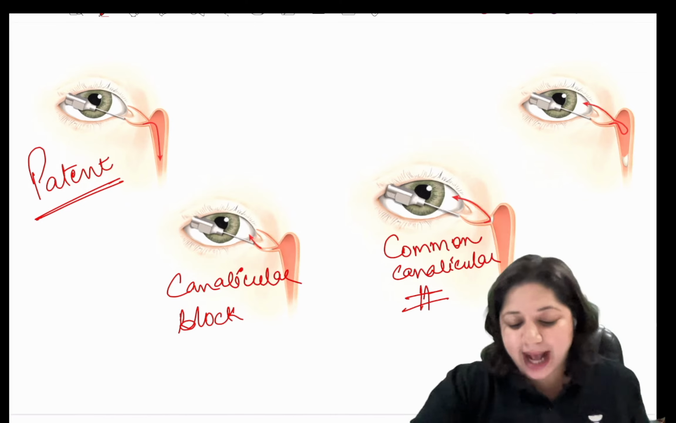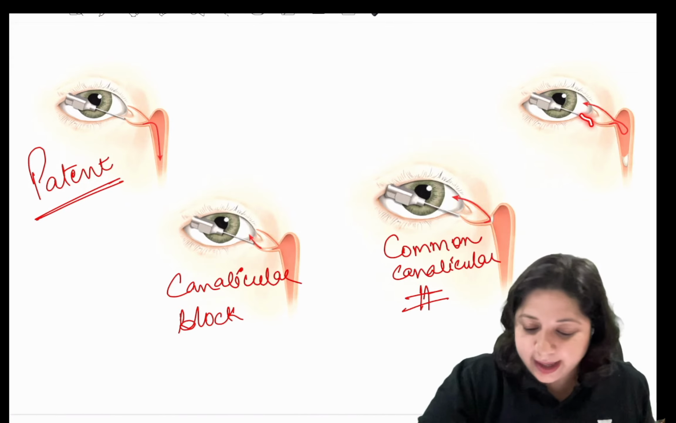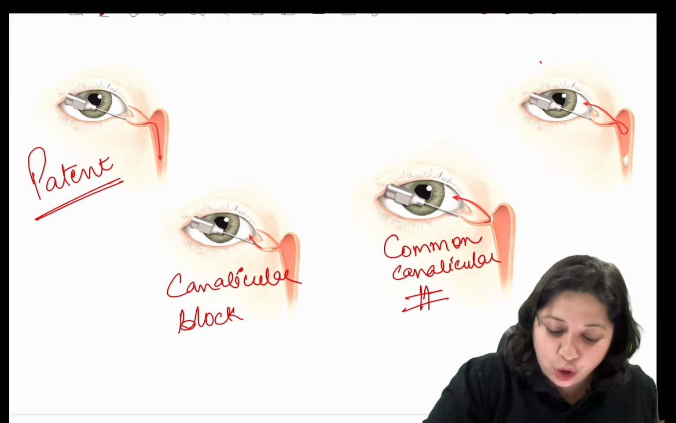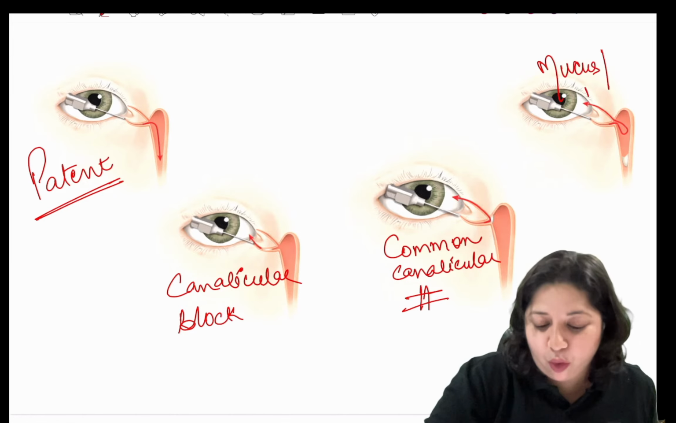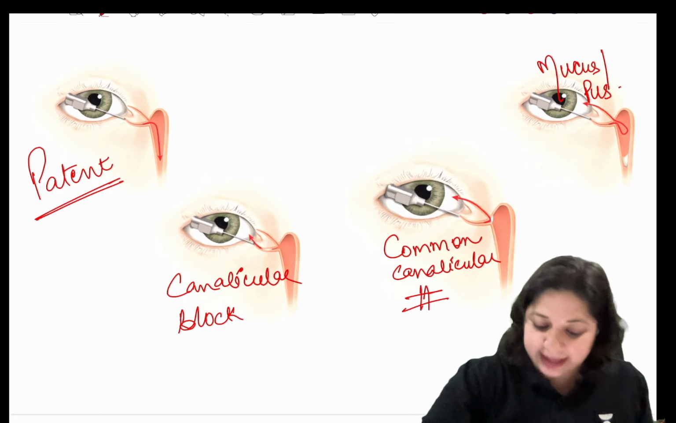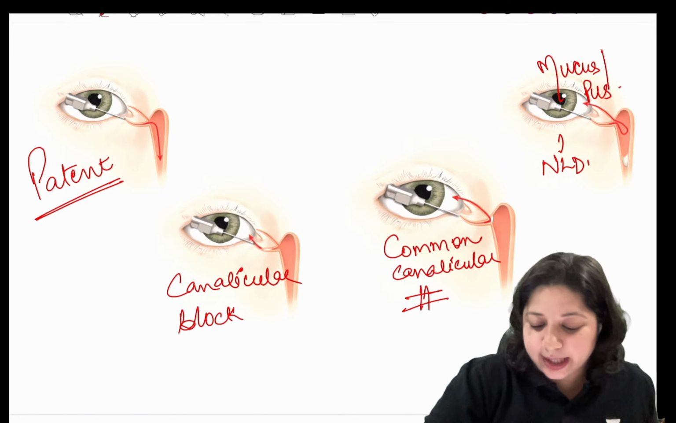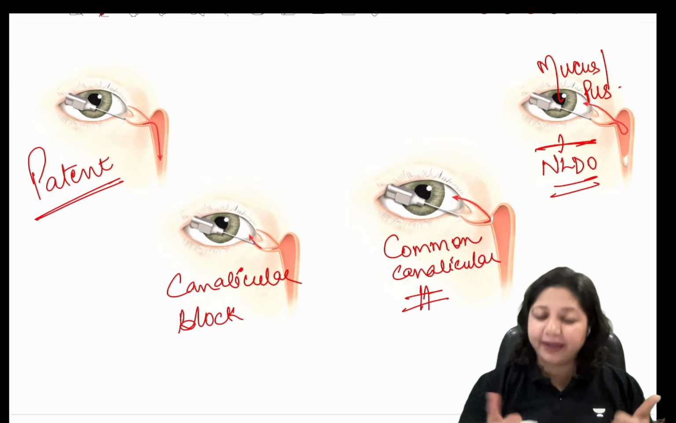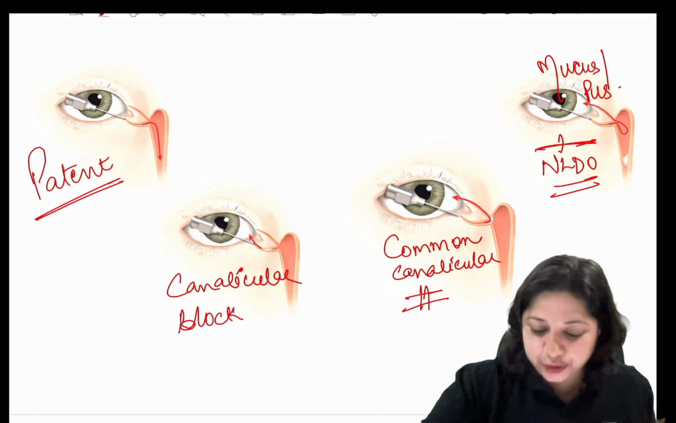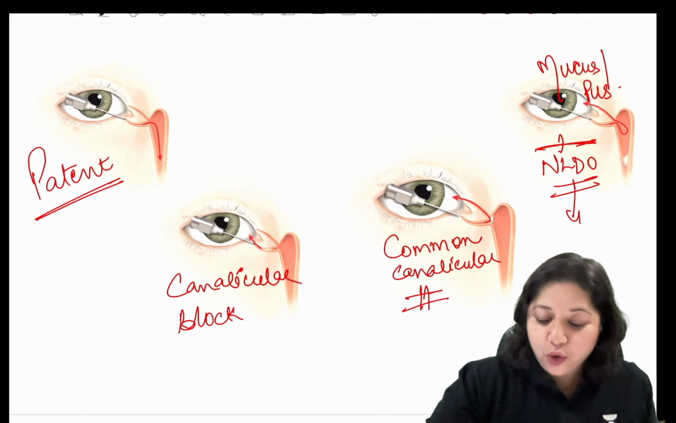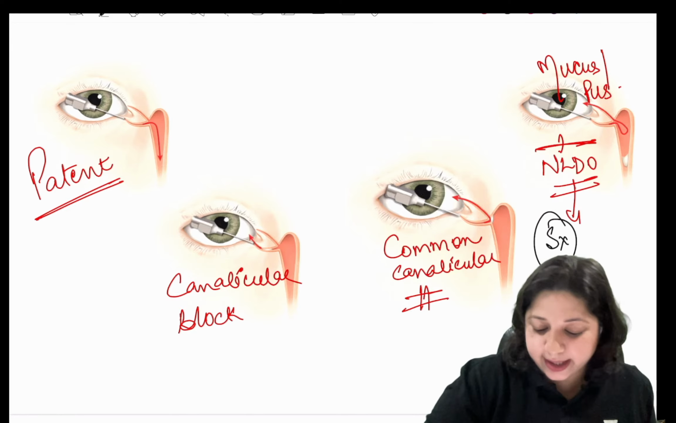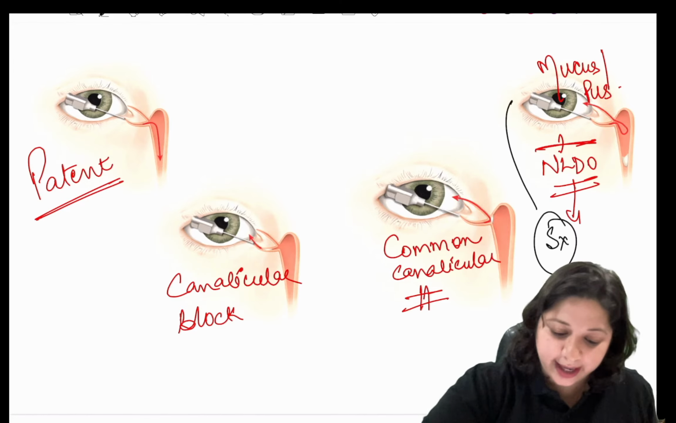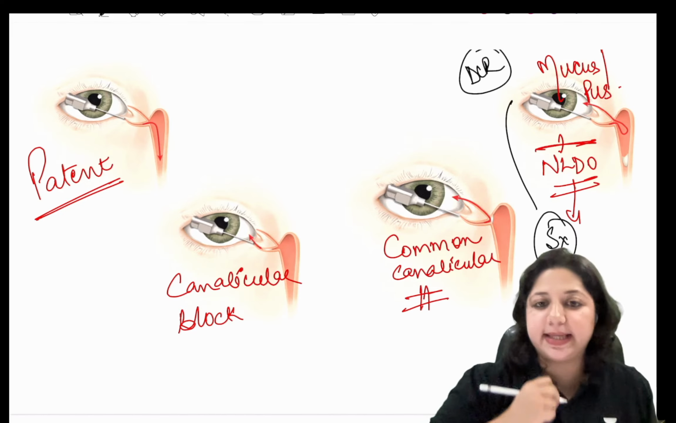right? And then the last is when you put in fluid and it goes back, it comes out from the other puncta, but along with mucus or pus, then that is what we are dealing with: nasolacrimal duct obstruction. Do you get that? And what are the surgical interventions that we do when we talk of NLDO? What is the surgery that is recommended here is DCR. Simple. We all know that the surgery recommended here is DCR.